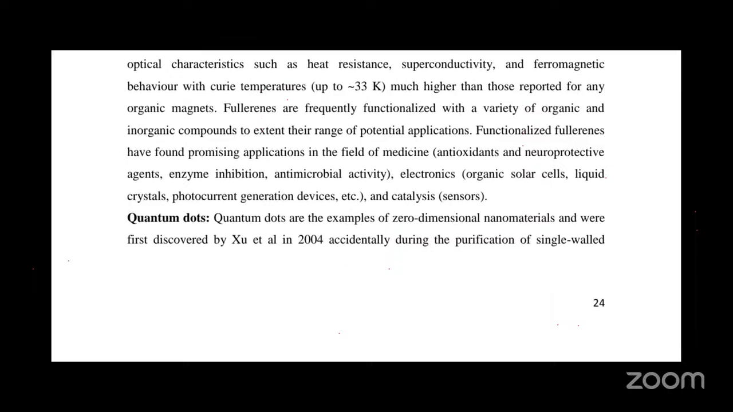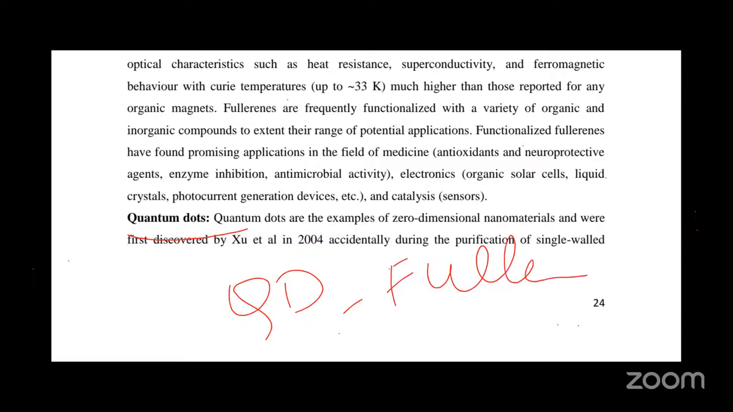Then one more example we discussed is quantum dots. Just remember, zero-dimensional means quantum dots and fullerenes. These are the examples for zero-dimensional. So what are quantum dots? Let us see.